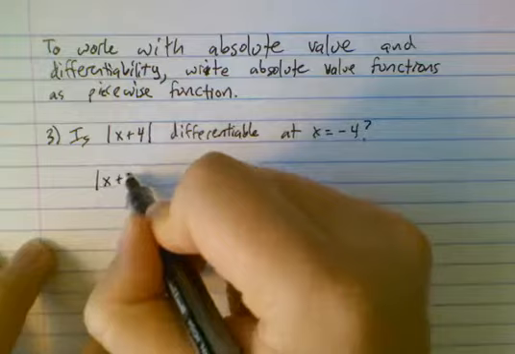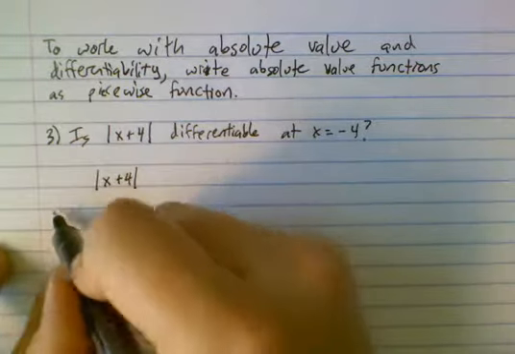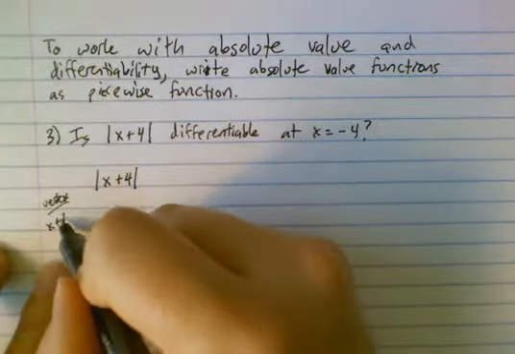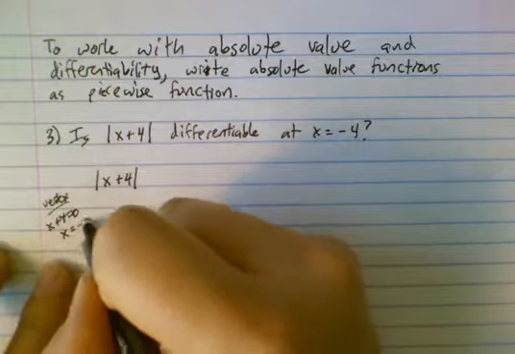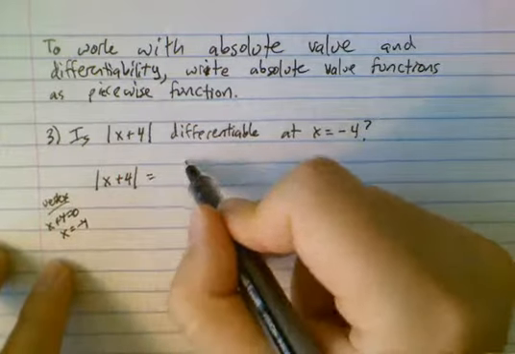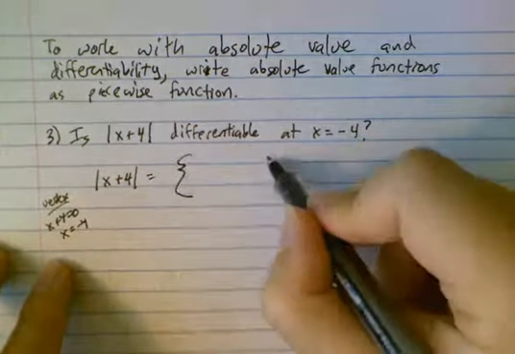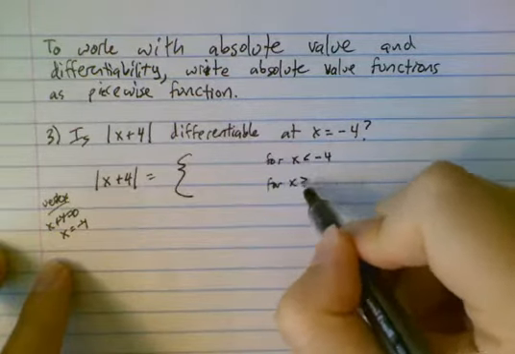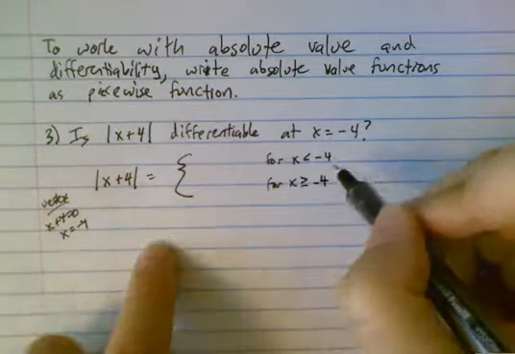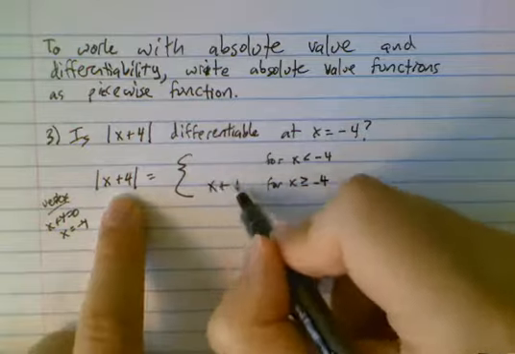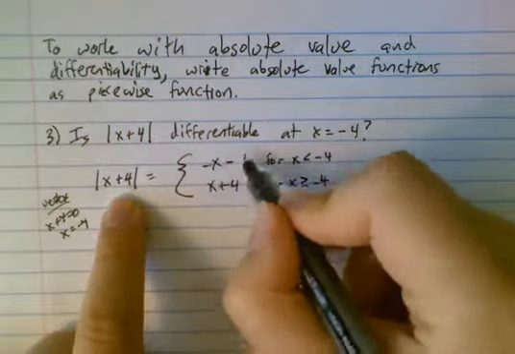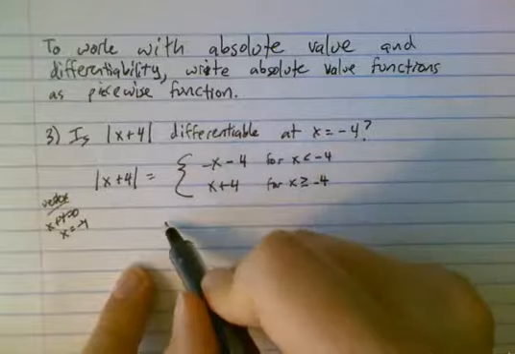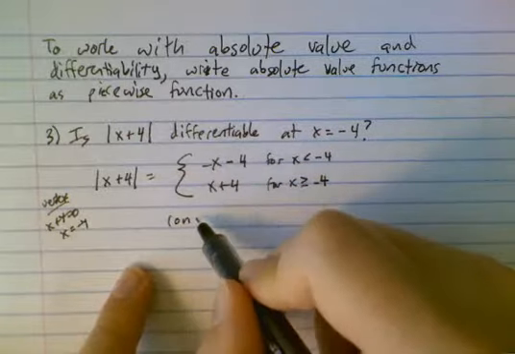Absolute value of x plus 4. And so we're going to find the vertex. X plus 4 equals 0, x equals negative 4. So for x is less than negative 4, and for x is greater than or equal to negative 4, x plus 4, negative x minus 4. So to check for differentiability, we first have to check for, is it continuous?